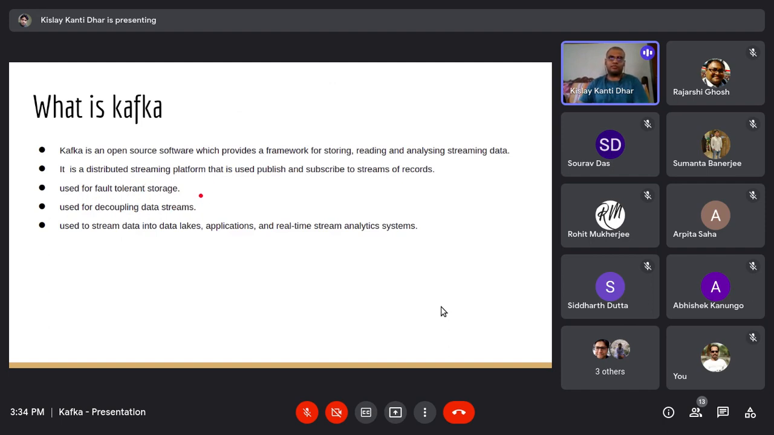So bringing it down is not that easy, because as it is distributed, the whole focus is not on one single server, so that makes it very strong. It's also used for decoupling data streams. That means the producers and consumers are unaware of each other. What is writing what and what is reading what, both of them are unaware of each other.